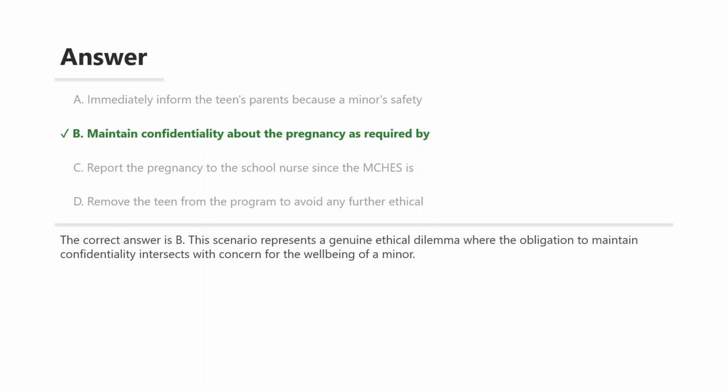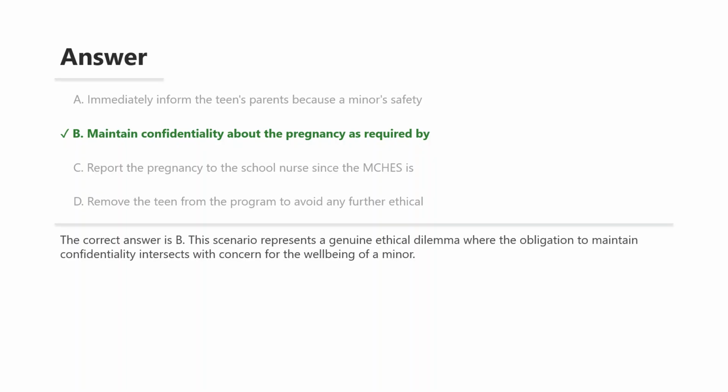Option C violates confidentiality without any legal justification. There is no mandatory reporting obligation that applies to a teen pregnancy in this context, and sharing health information with a school nurse without the participant's consent breaches both legal and ethical standards.